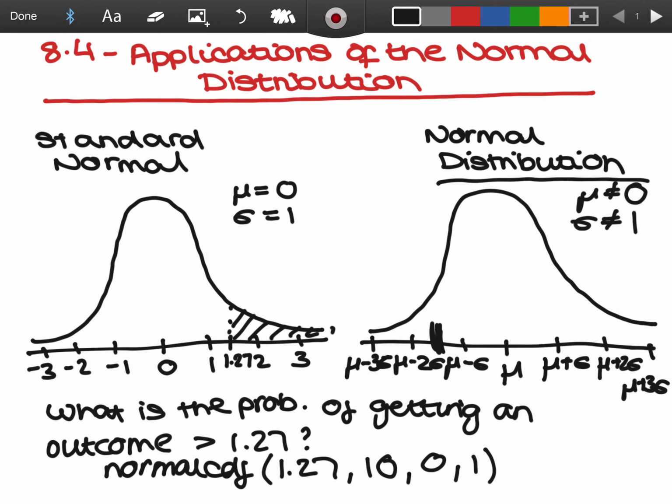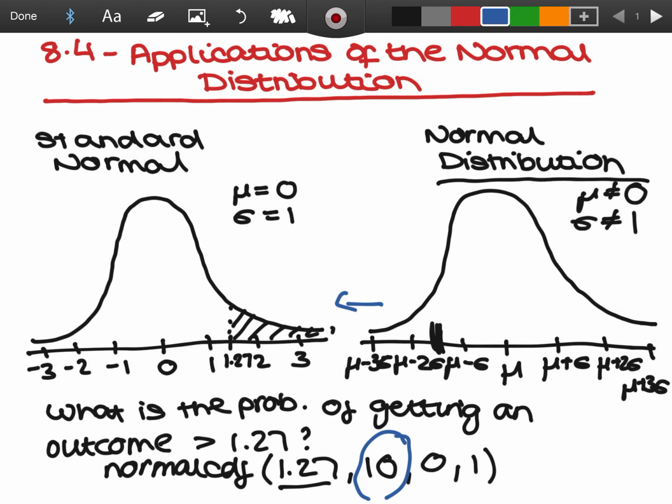Well, again, we would use normal CDF. The value would be your lower bound, but now your issue is, what is your upper bound? 10 is no longer 10 standard deviations above the mean. 10 is now just some random value on this graph. You may not even see it anywhere on this graph. If your mean is, let's say, 10,000 and your standard deviation is 1,000, 10 would be all the way down here.